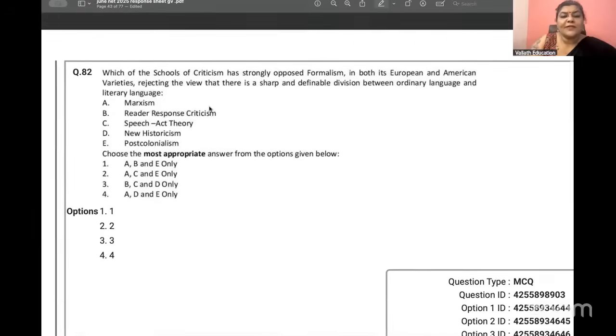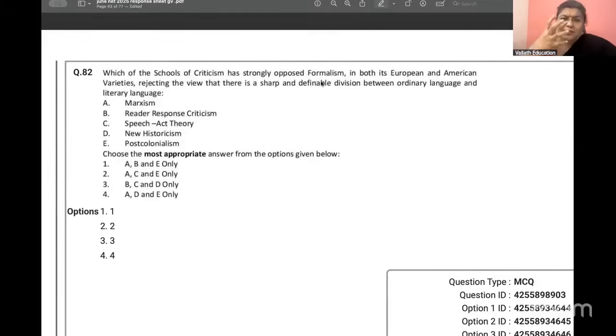Which schools of criticism have strongly opposed formalism? Formalism is not insular. It is intrinsic and autotelic. It's about the autotelic text. And you know that Marxism was against formalism, but it was against Russian formalism, that too politically. Here it is only said formalism.